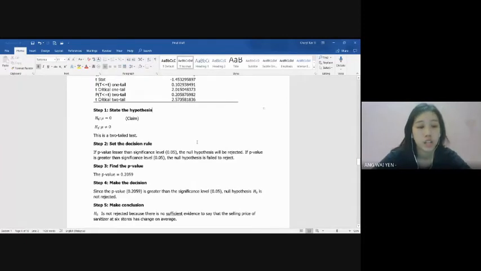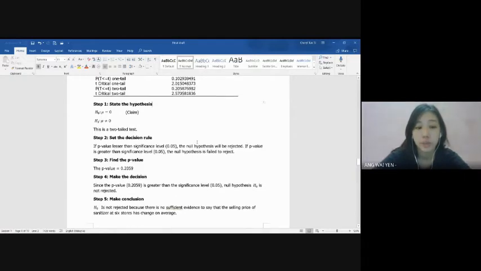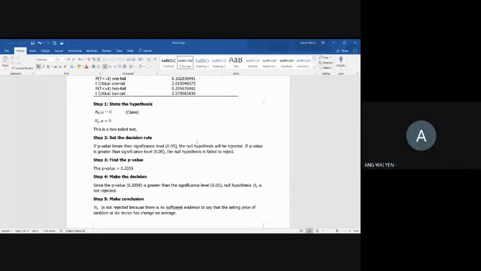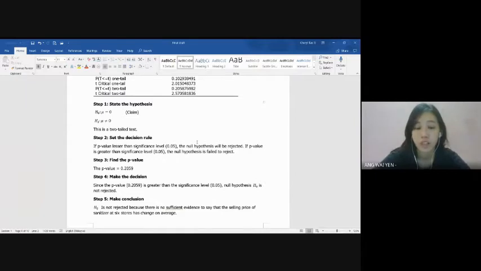Step 4, make the decision. Since the p-value is 0.2059, which is greater than the significance level 0.05, the null hypothesis is not rejected. We can conclude that there is no sufficient evidence to say that the selling price of sanitizers at 6 stores has changed on average. So that's all for me. Next, I will pass to AB to explain question 4.